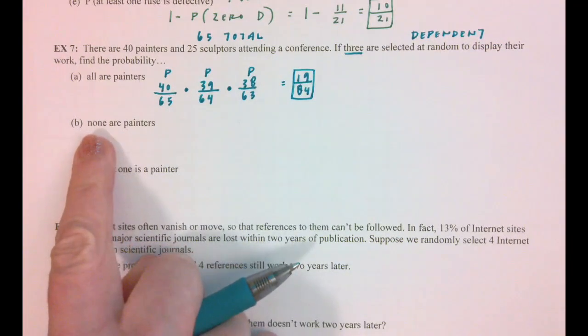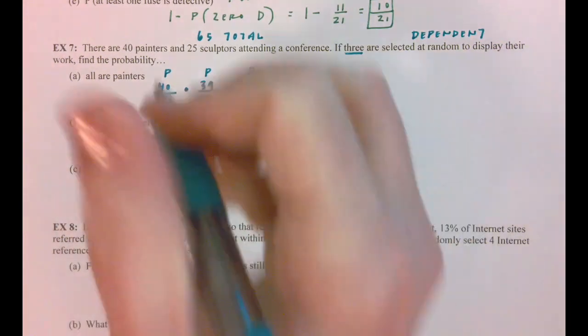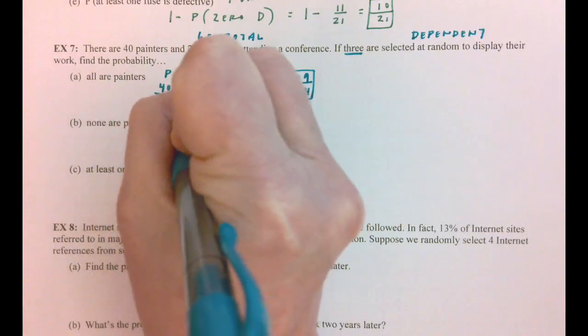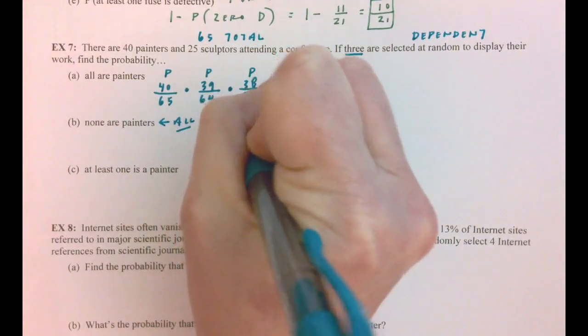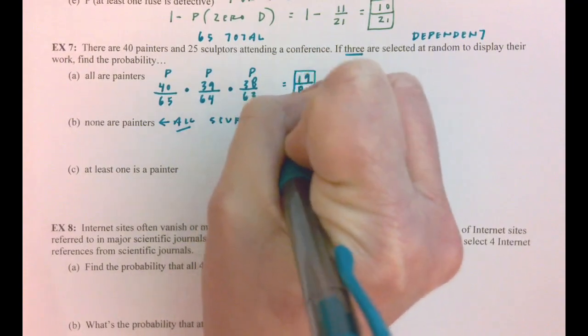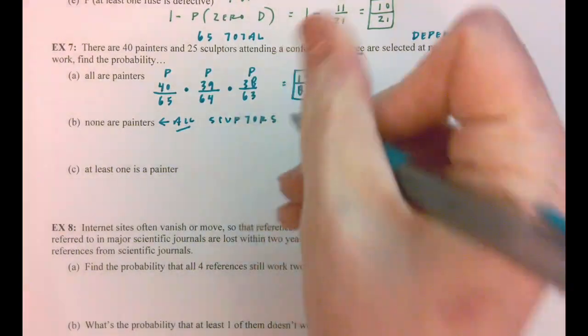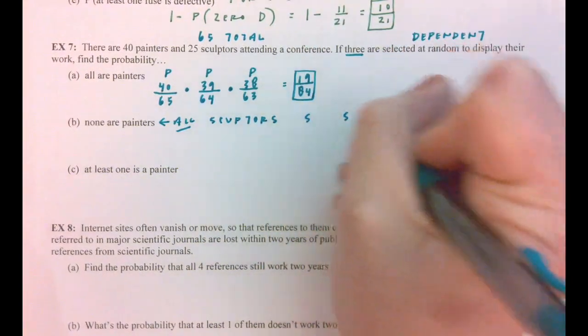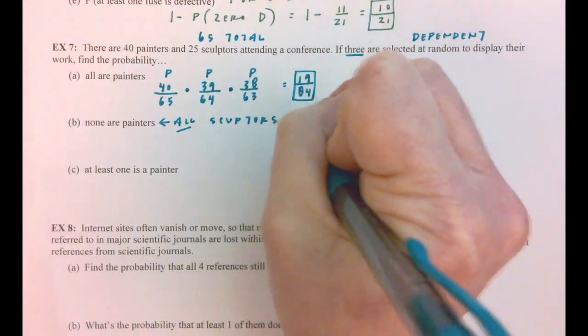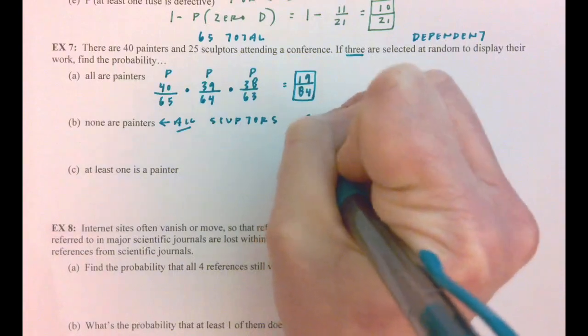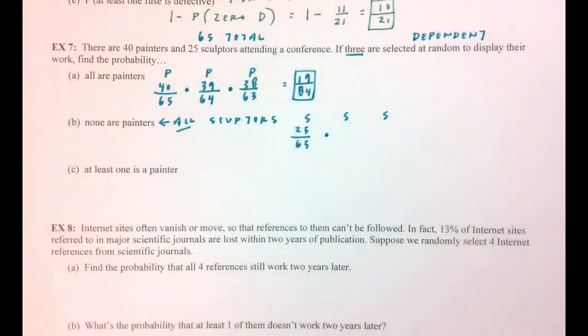Okay, so what if I say none are painters? That's the same thing as saying they must all be the other option. They must be the sculptors. So I must have a sculptor, sculptor, sculptor. So we have 25 sculptors out of 65 total participants.